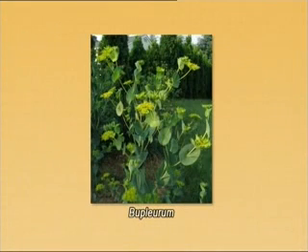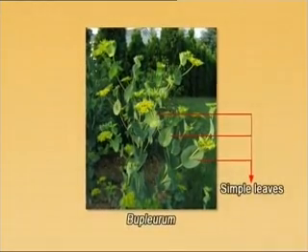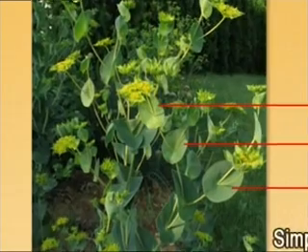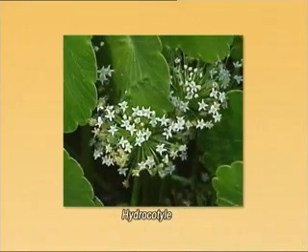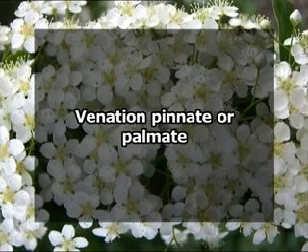But there are some rare cases where the leaves in Apiaceae are simple. The common example is Bupleurum. In such cases, when the leaves are simple, they are deeply dissected or lobed. The leaf margins are very rarely entire, that means smooth margins. The example is Hydrocotyle. The leaf venation in Apiaceae can be either pinnate or palmate.